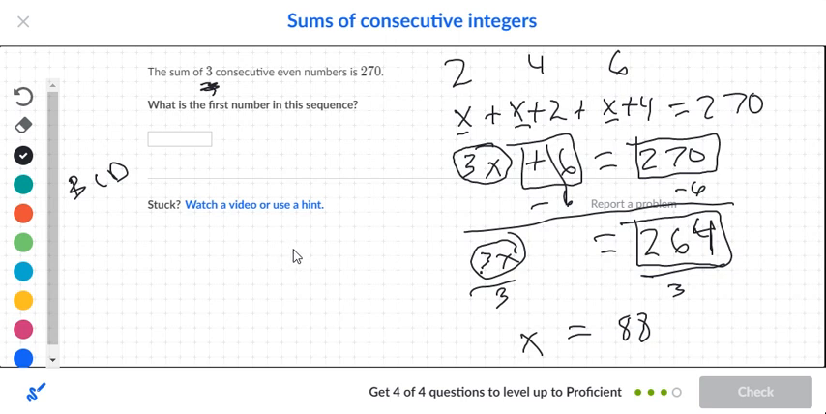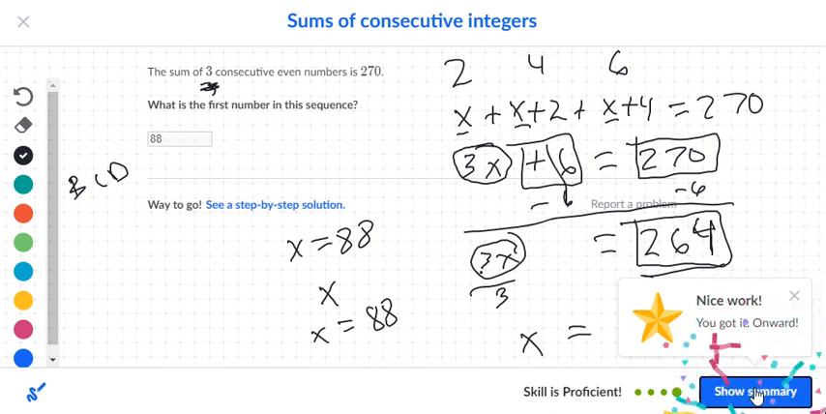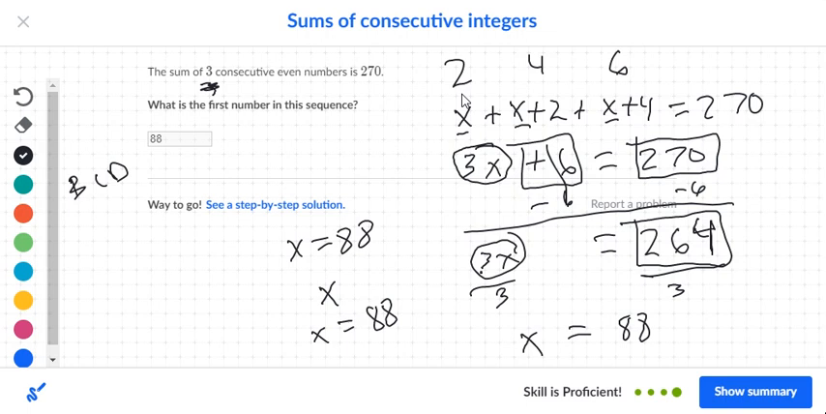Okay, now we want to find the first consecutive number. Well, we know that x is equal to 88, and the first consecutive number is just a single x. So therefore, again, that x will become 88, because you want to find the very first number. So the very first number is 88. So let's check this, and it's correct.